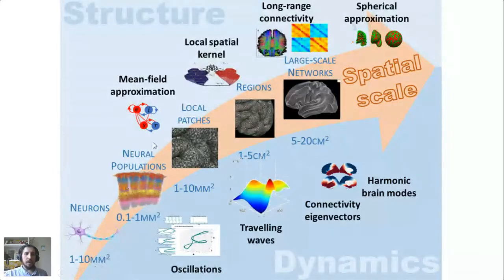So then moving up past neural populations, between neural populations and local patches, this scale on the order of millimeters is what's typically described as mesoscopic in the neuroscience literature. And then moving along a little bit further, we get on the order of centimeters and tens of centimeters. That's what's typically described as macroscopic in the neuroscience literature.